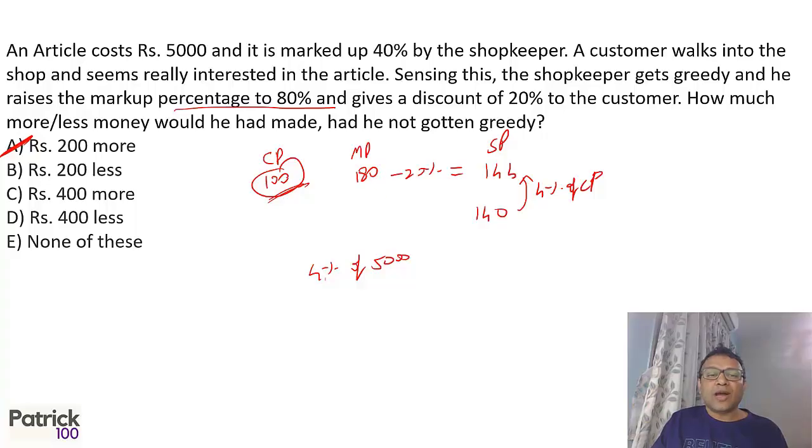So I took 100 because that's easy to solve, and then cross multiply. Assume the cost price is 100, mark price 80% up, discount 20%. So the selling price is 144. Earlier it was 140. So 4 rupees more, which is 4% of cost price, which gives you 200 more.